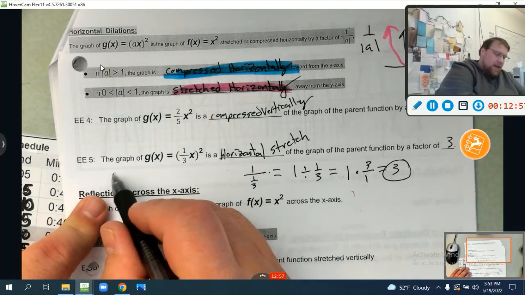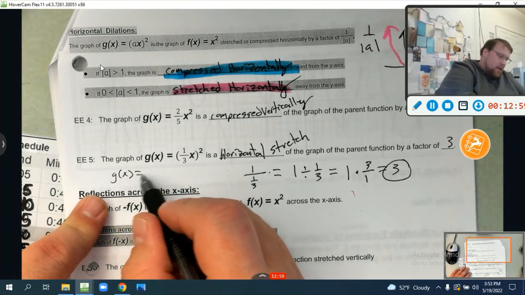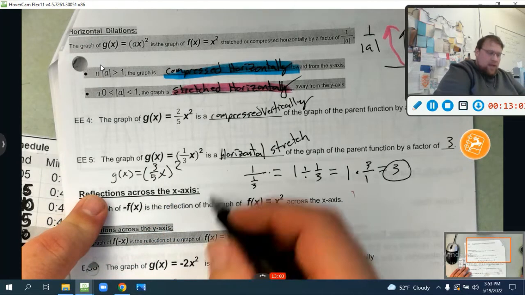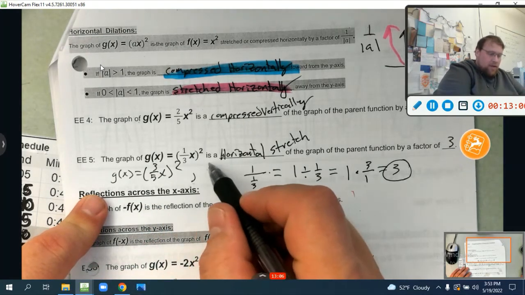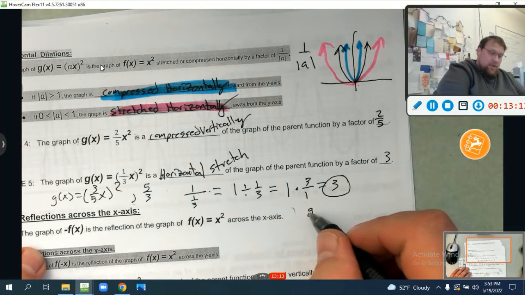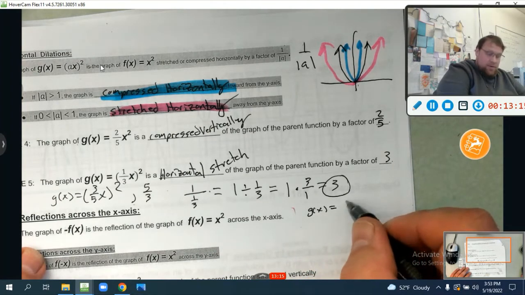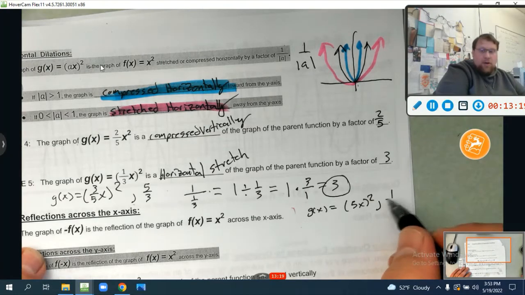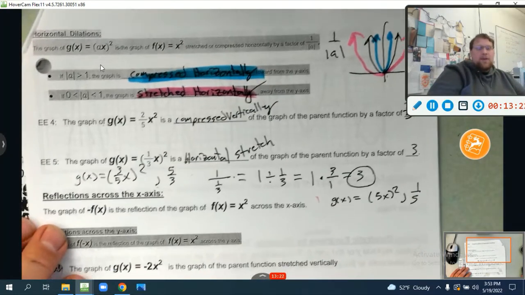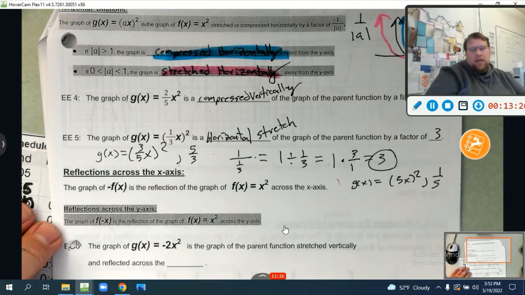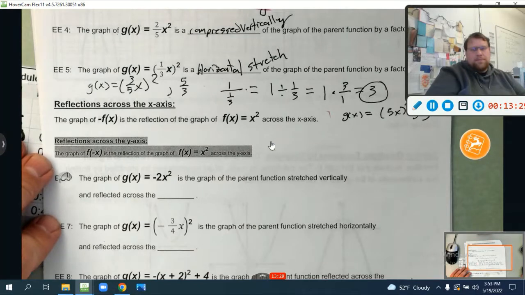So if instead I had g of x equals 3/5 x squared, then it would be by a factor of 5/3. Or if I had g of x equals 5x squared, it would be by a factor of 1/5 because we just flip it. So just keep that in mind. All right. Now we're going to end on reflections here.